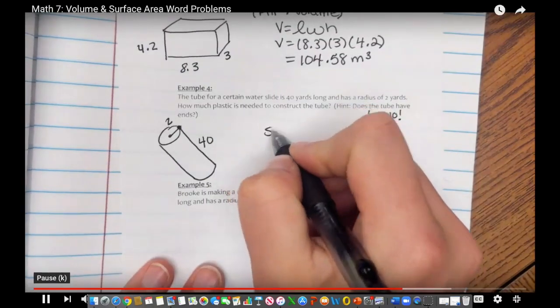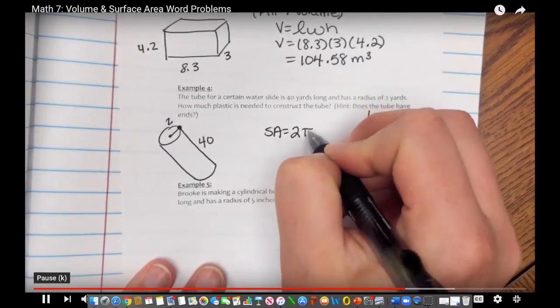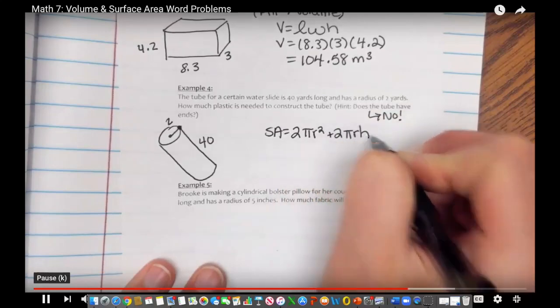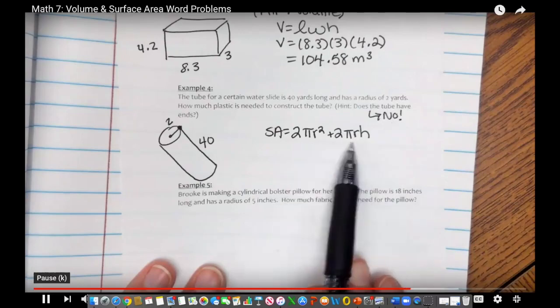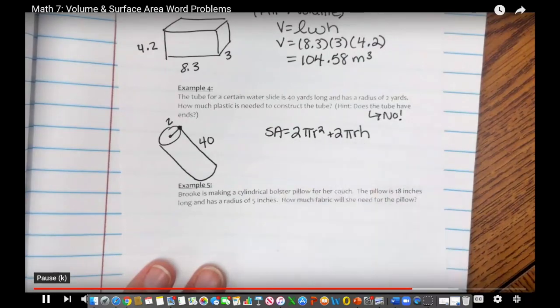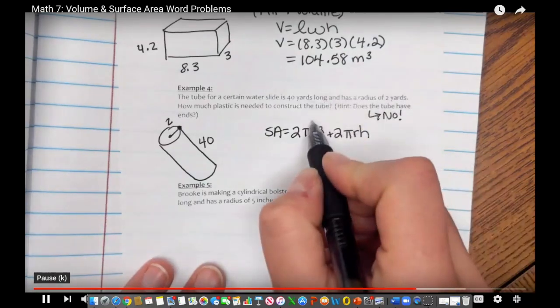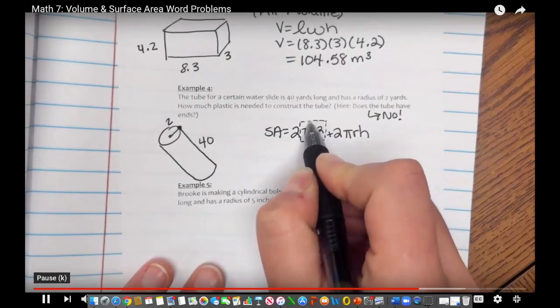So this is going to be a surface area question. Surface area for a cylinder is 2 pi r squared plus 2 pi r h. And then I've got to figure out, since this doesn't have ends, part of this formula is going to go away. And if you look closely, this first part of the formula has the area of a circle embedded in it right here. That's the formula for the area of a circle.